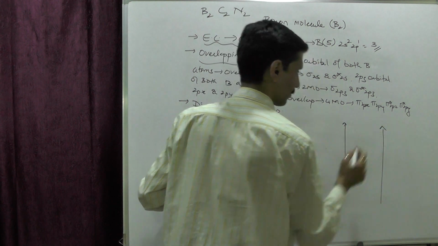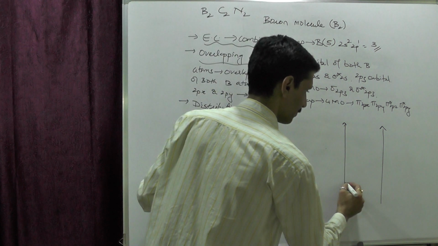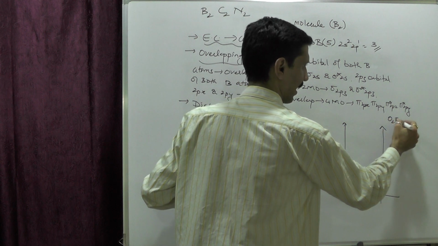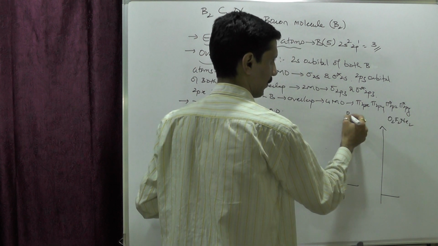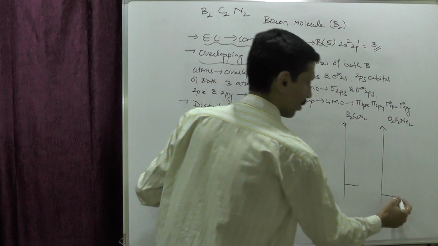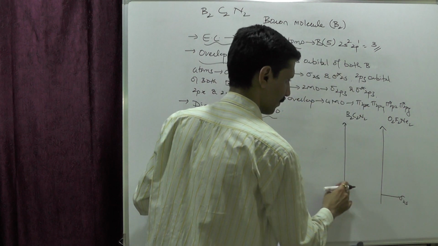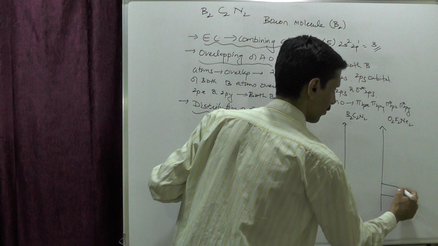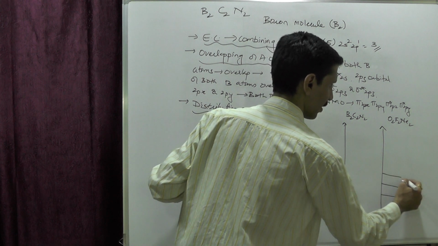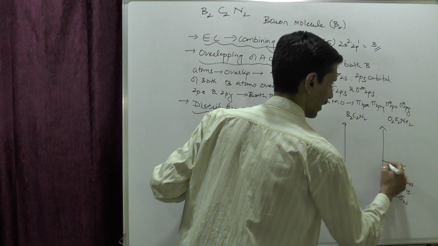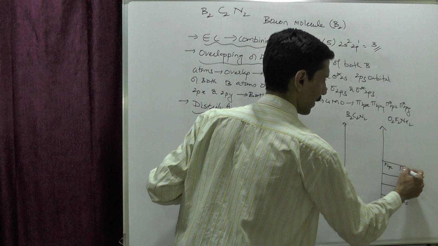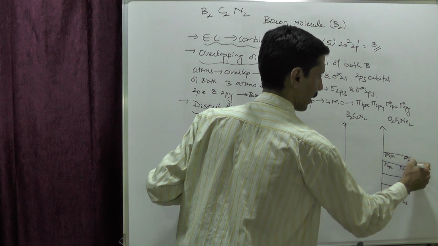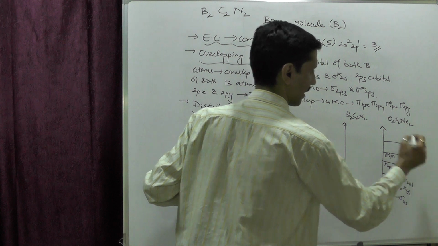I will show you side by side two diagrams. First about O2, F2, Ne2. This is about B2, C2 and N2. So sigma 2s, next we have sigma star 2s, then sigma 2pz, then pi 2px and pi 2py, then I told you pi star 2px and pi star 2py, and then sigma star 2pz.